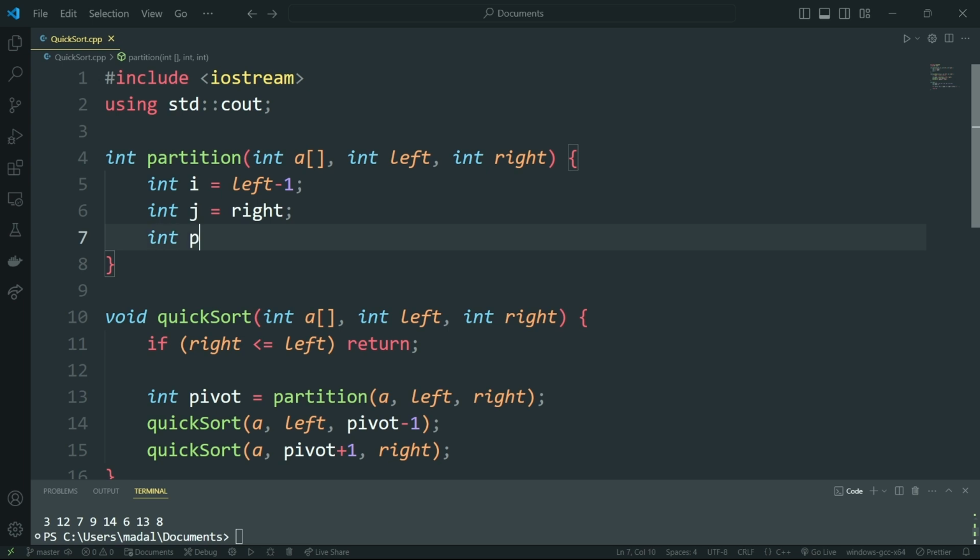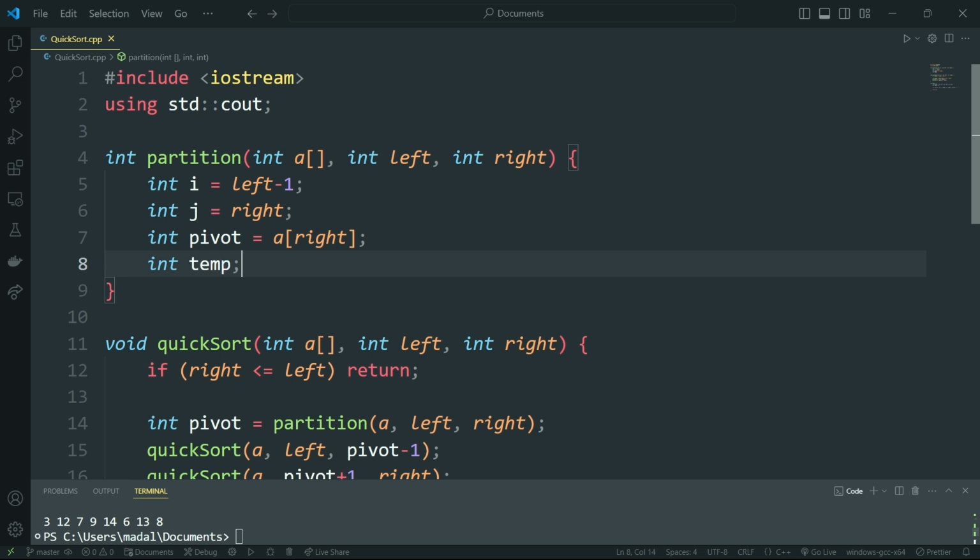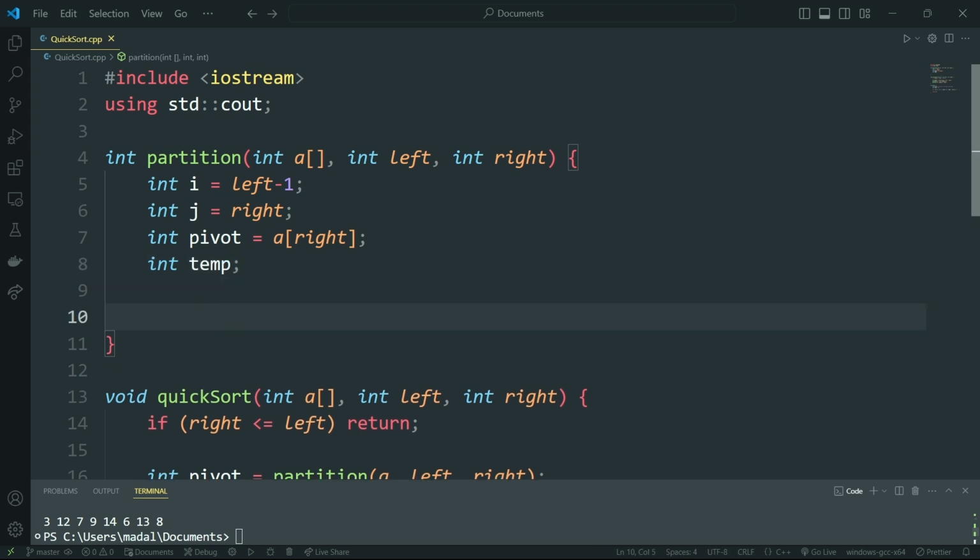And now we need our pivot. So our pivot is going to be the last element of our array, so the array at the index right. Then we need a temporary variable with which we're actually going to perform these swaps. And those are all of the variables that we need.